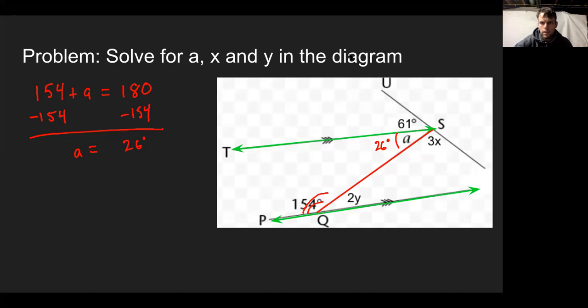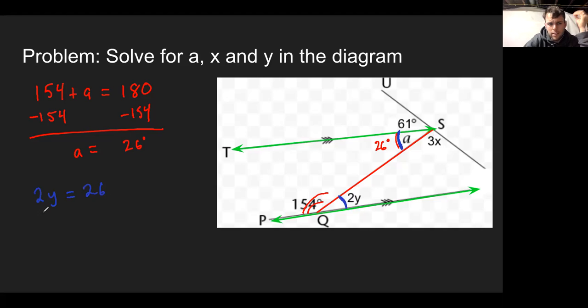All right, again, I can do this in any order. I'm going to solve for y next. So I can see here that angle A, this angle, and this angle, which is marked as 2y, are on different sides of our transversal, and they're both in the interior. So those are alternate interior angles, and so they need to be equal, congruent. So we can say that 2y has to actually be equal to 26.